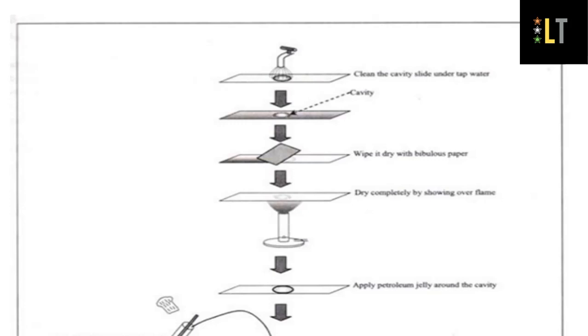The slide is dried by wiping with bibulous paper and subsequently moving it over the flame or keeping it in the sun for sterilization. A ring of petroleum jelly or Vaseline is applied around the cavity.